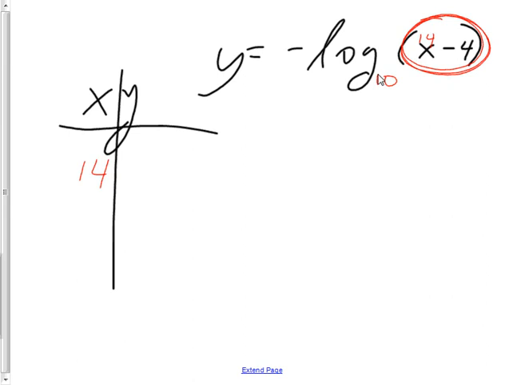It's a point. So then after I stuck in the 14, I get a 10 here, and log base 10 of 10 is equal to 1, but don't forget the negative in front, -1. Did anybody use that one? All right, good. Now let's try another one.